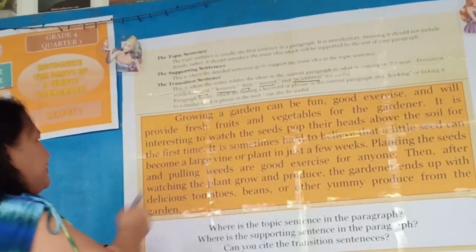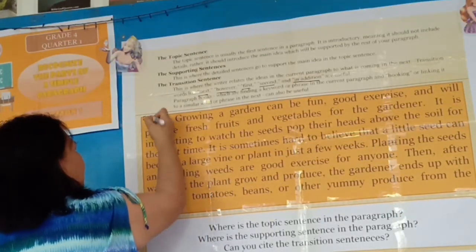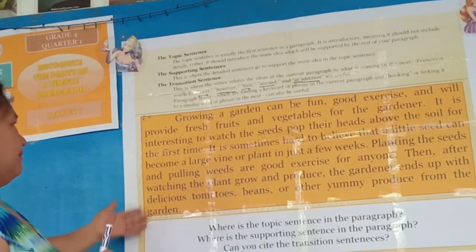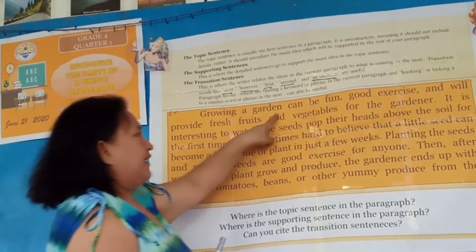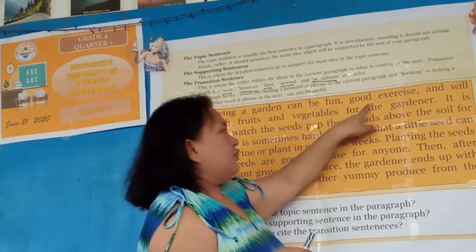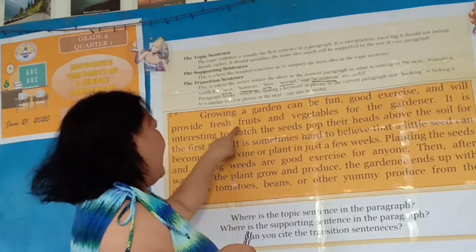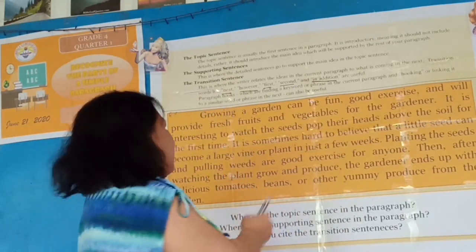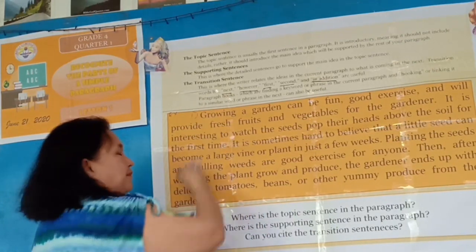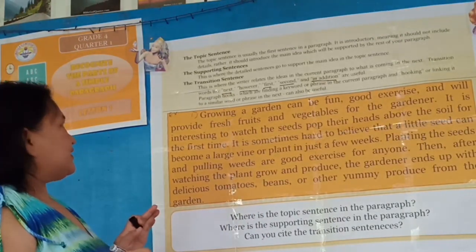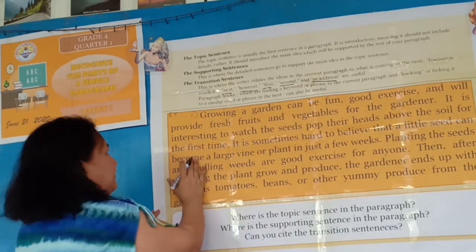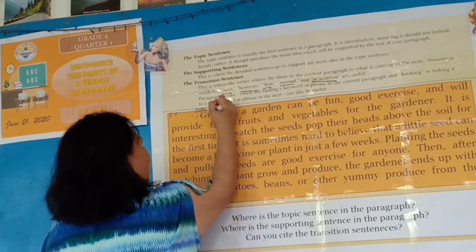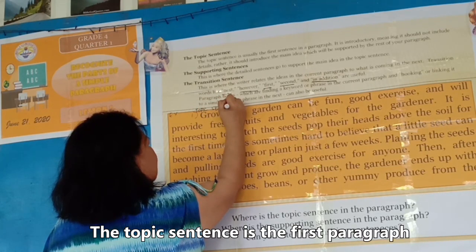Now I have here a very good example. This is an example of a paragraph. Now let's read the paragraph. Growing a garden can be fun, good exercise, and will provide fresh fruits and vegetables for the gardener. So this is our first sentence in the first paragraph. That's why we can label it as our topic sentence.